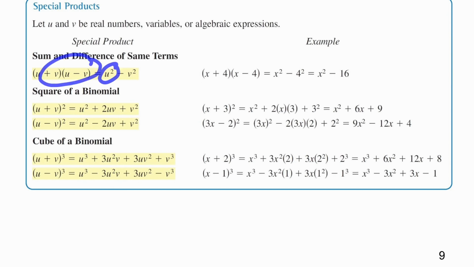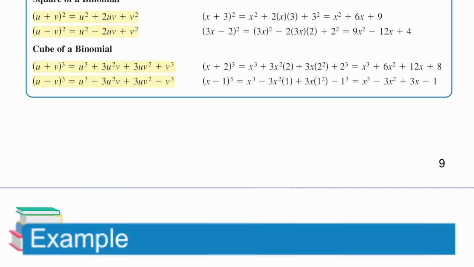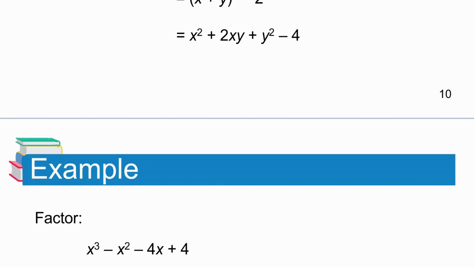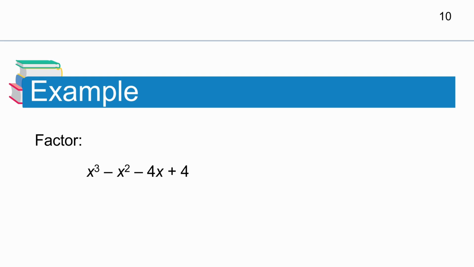And so we know we have the u squared and the v squared, and it's the difference between those two. So this is our u, x plus y, and 2 is our v. And so we have u squared minus v squared. Then we FOIL out the u, and we just square the v because 2 squared is just 4. And that's our final answer for that one. So that's one application.